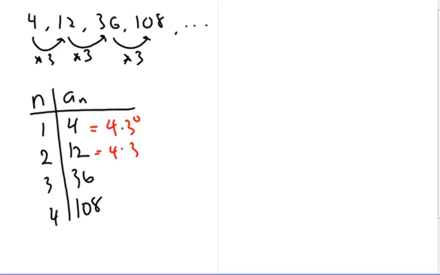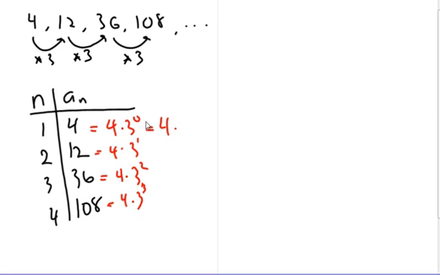We're going to think of that first term as 4 times 3 to the 0, because if you recall, 3 to the 0 is 1, so it's just 4. Continuing along that trend, the second term, the 12, we can think of as 4 times 3 to the first. 4 times 3 is 12. And then the next term, we can think of as 4 times 3 squared. That's 36. And then 4 times 3 to the third, and so on and so forth.